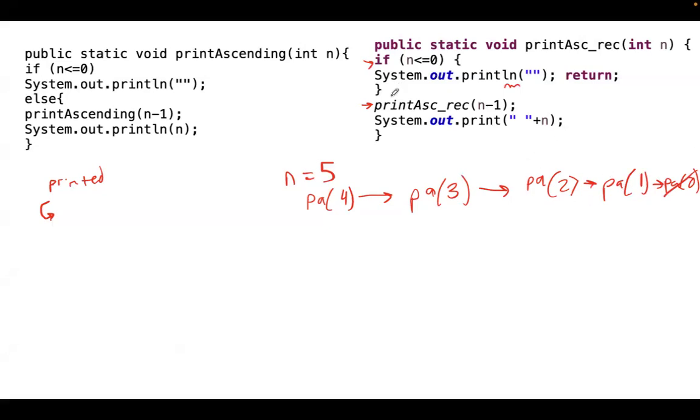Now we're in PA of 1, so we've done this part. Check. Now we have one more line to do in this function, which is print a space and then the number n. So we print a space and then the number, which is 1. And then we're done. And then we're in PA of 2. We have done print ascending of 1. So now all that's left to do is we print 2. So the question is, on which side do we do it?